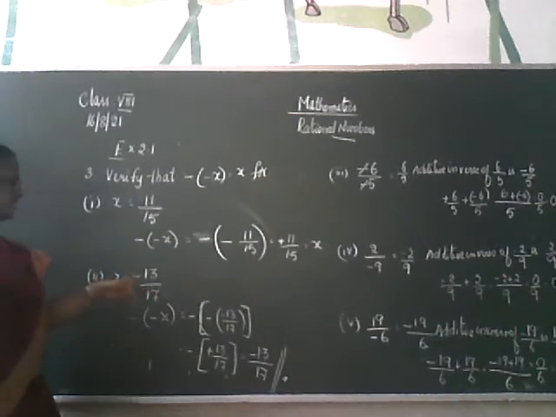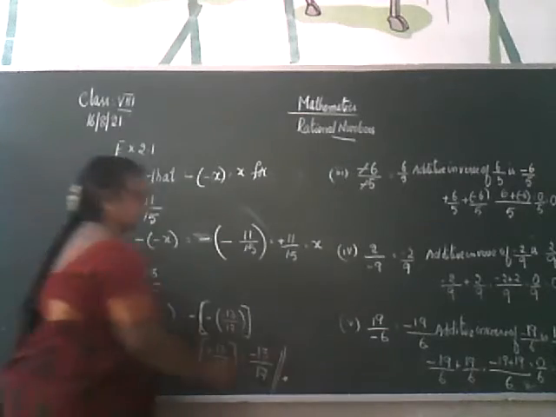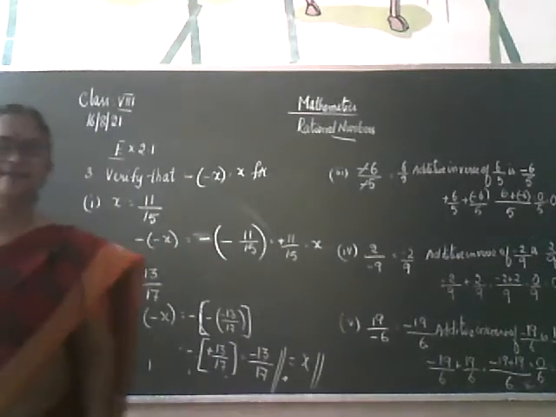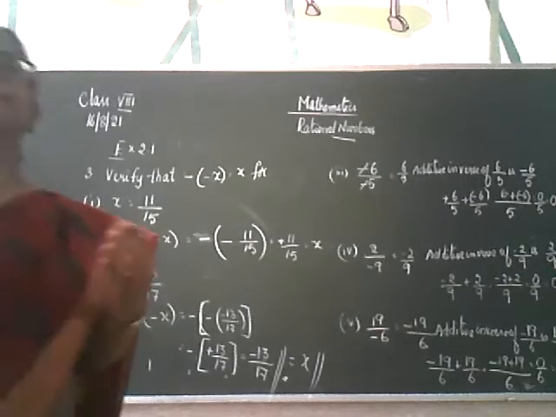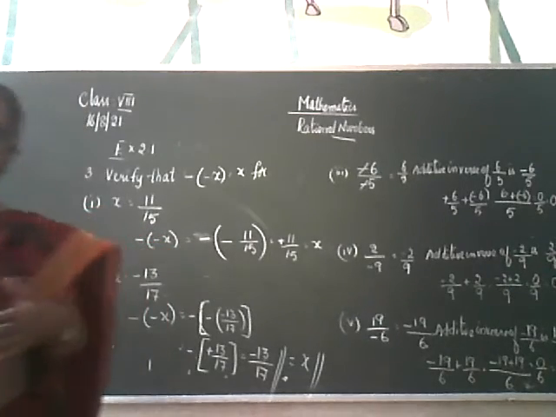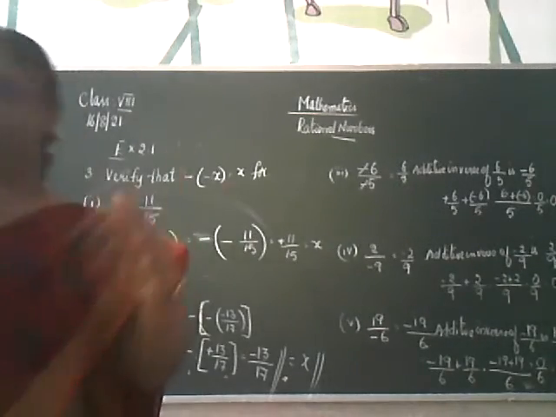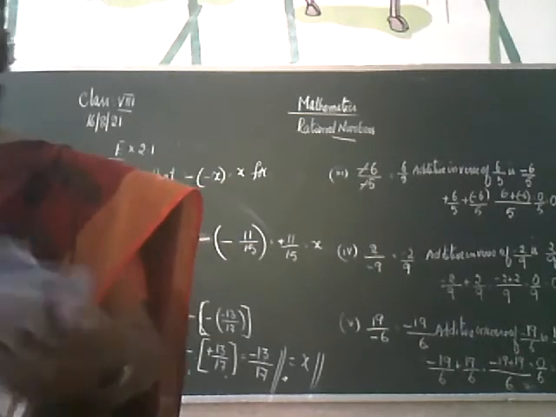What is minus 13 by 17? Yes, which is equal to x. Okay. So minus of minus x is equal to x because minus into minus is plus. That you know. Isn't it? Next.